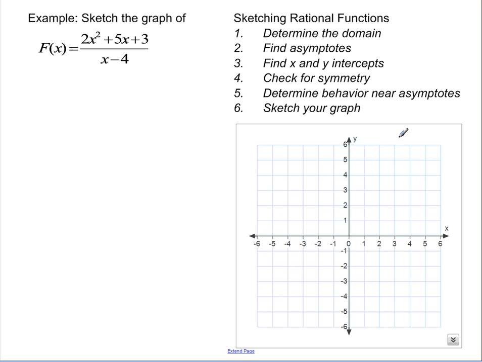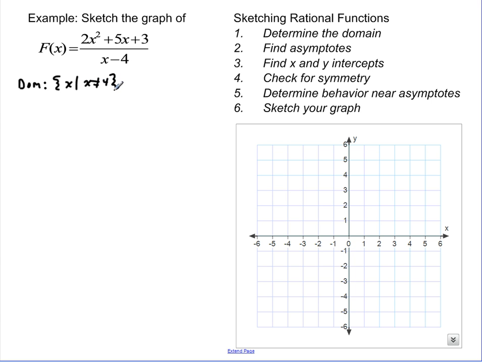All right, so I've got the function f of x equals 2x squared plus 5x plus 3 over x minus 4. First things first, we need to make sure we define the domain. Our domain in this case is wherever the denominator is not equal to 0, so that's actually pretty easy. Our domain is the set of all real values x such that x is not equal to 4.